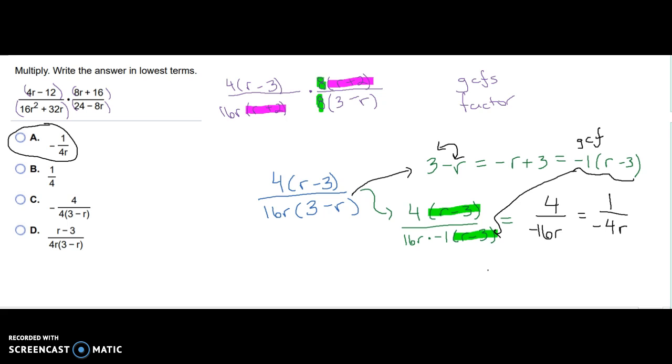It doesn't happen all the time, but anytime you're feeling stuck or they look almost the same but not quite, try that trick. Try to switch them and take out a GCF.